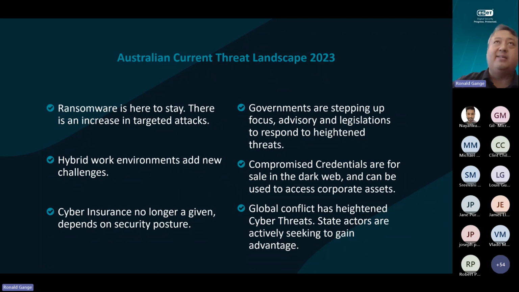Cyber insurance is now harder to get, and you need to be able to prove that you're putting in place different controls, that you are following best practices, and that you have a way of being able to protect against and detect those advanced threats. Governments are stepping up their rhetoric with regards to cybersecurity, but also making directors more liable. And so this is an important point of what's happening at the moment in terms of the threat landscape.